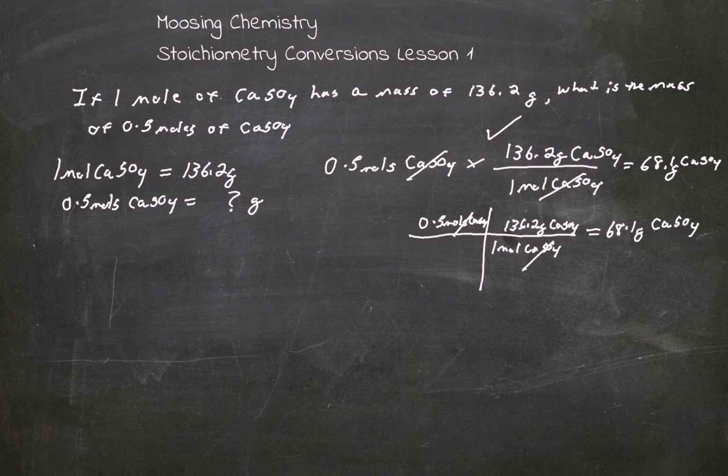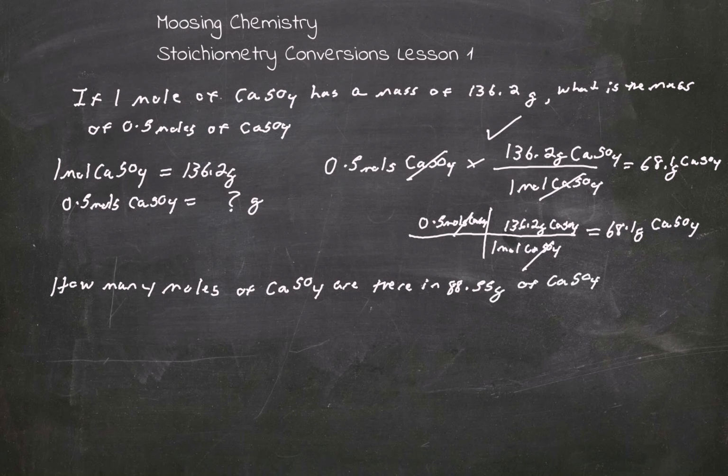All right, so now let's look at another one. We have this question: How many moles of CaSO4 are there in 88.55 grams of CaSO4? Like I said, that table gets in the way already.